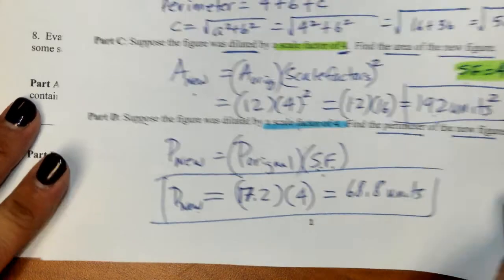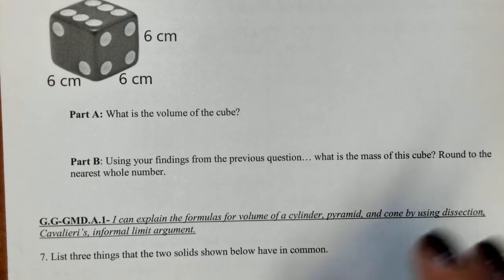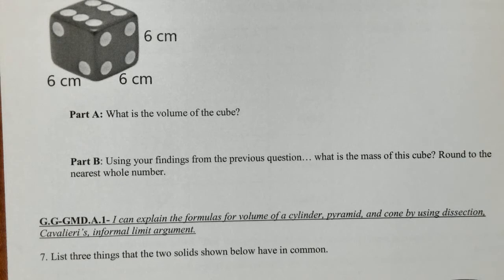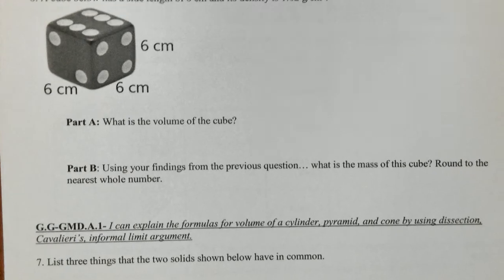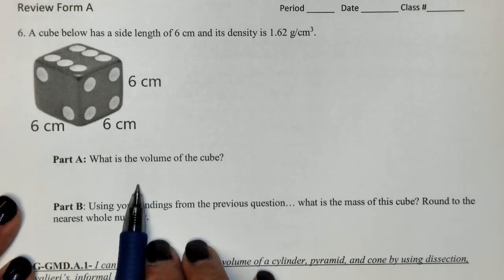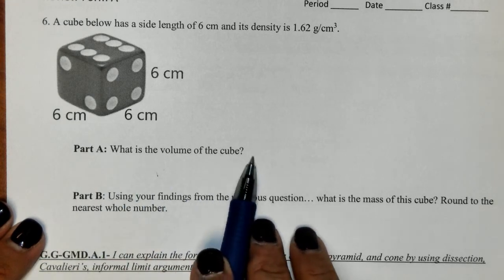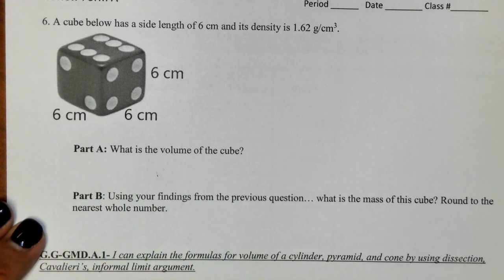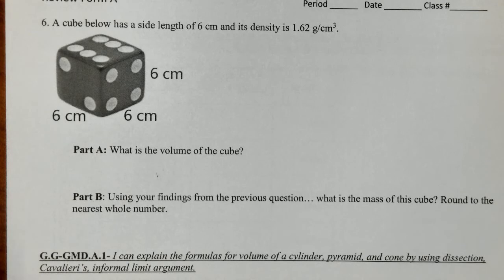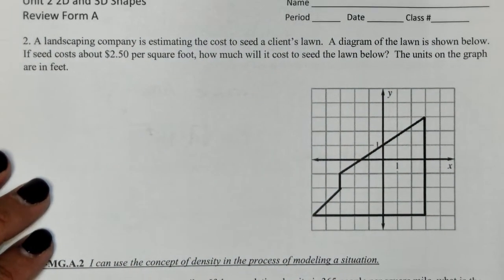Okay. So let's go ahead and go to our cube, number 6. Okay. So a cube below has a side length of 6 centimeters and its density is 1.6 grams per cubic centimeter. Okay, so this is a density problem. The first thing they're going to prompt you, so you don't have to think about what you need to do, just follow the questions. What is the volume of the cube? Because some of you already have that memorized in your head. Well, actually, number 2, I'm skipping. I apologize. Number 2. Okay, I have the single sheet, so I skip.